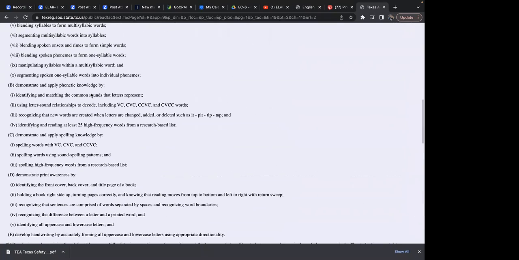And so you'll see using letter sound relationships to decode, including VC, CVC. So that's vowel, consonant, and consonant, vowel, consonant. So like the word, consonant, vowel, consonant. And so we can make up words using these, like this, the consonant, vowel, consonant, like is, right? Is, it, in, right? At. So, and so on and so forth.